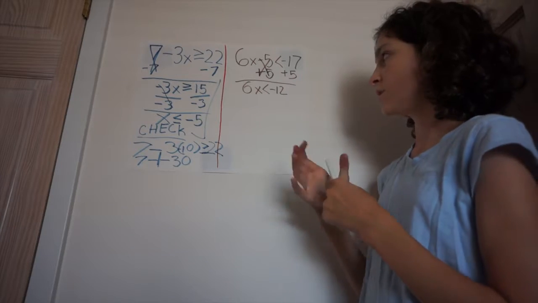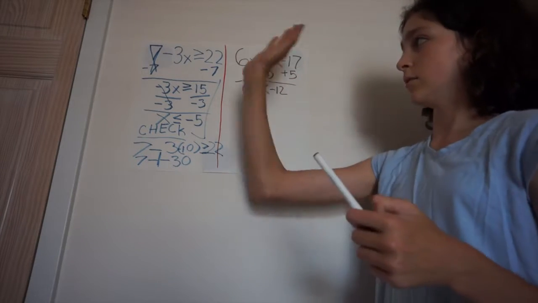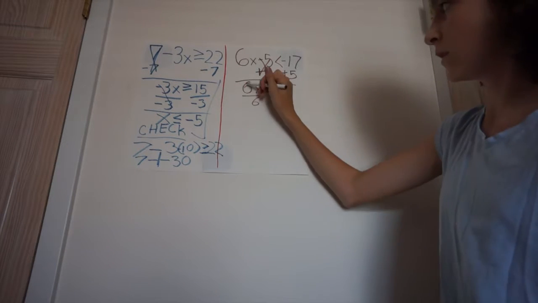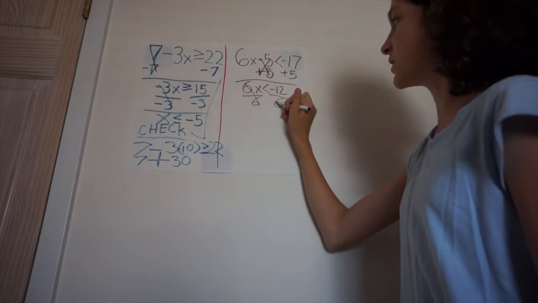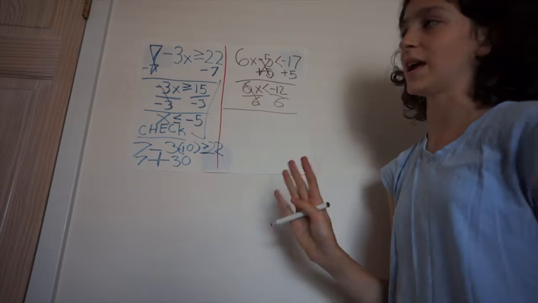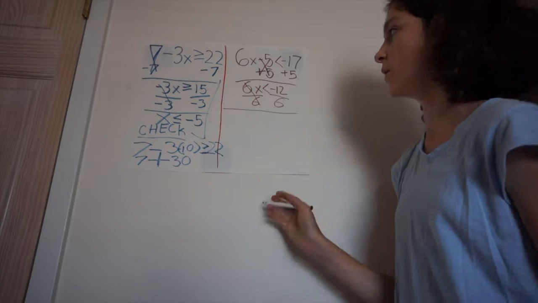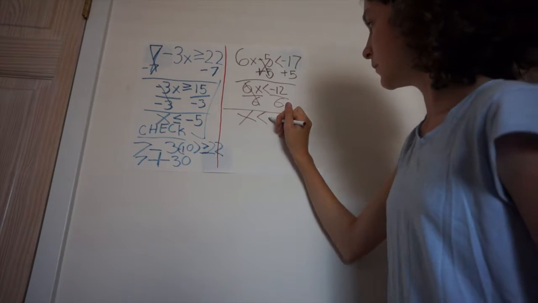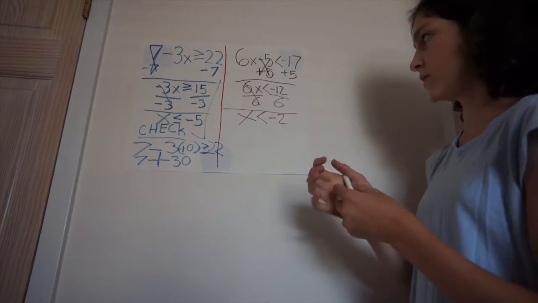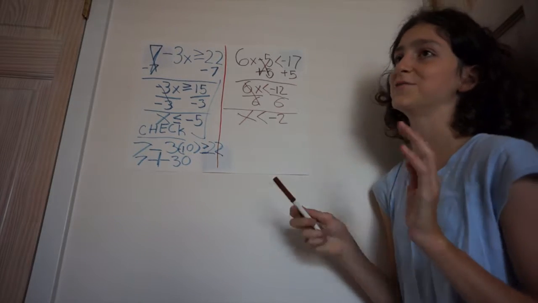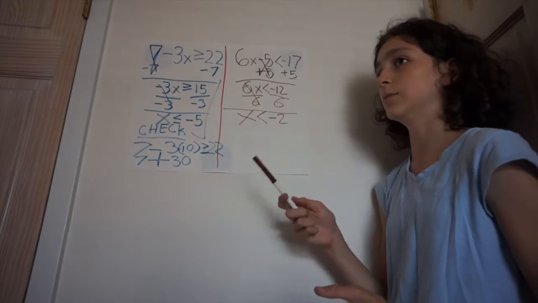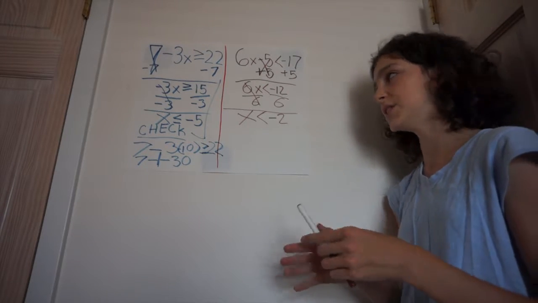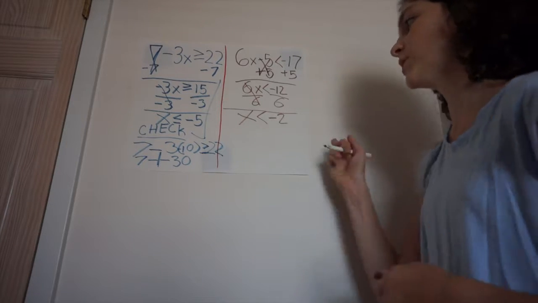Now I'm trying to get rid of 6. Likewise to the last problem, you divide 6 by 6, and then divide negative 12 by 6. You don't have to switch the sign this time because you're not dividing or multiplying by a negative number. It would be x is less than negative 2. If there's an odd number of negative signs, the result is negative, and if there's an even number, it's positive. So that's our answer. Now, once again, we have to check it.